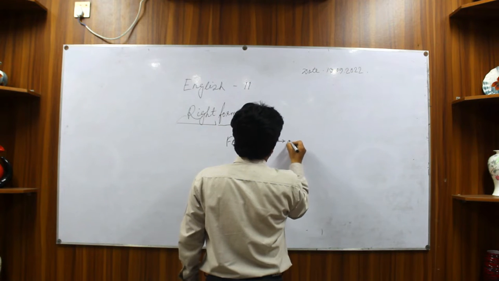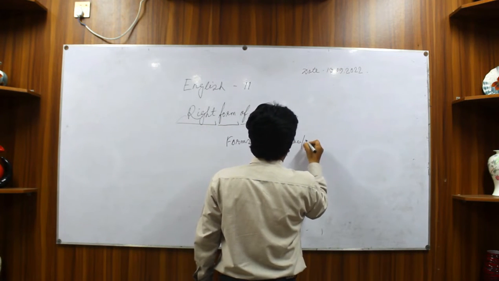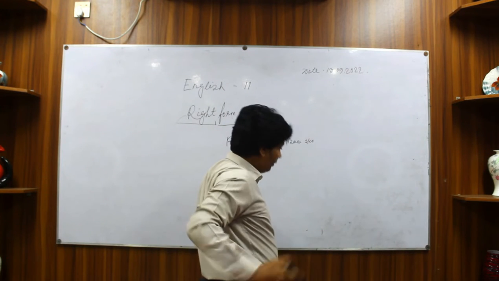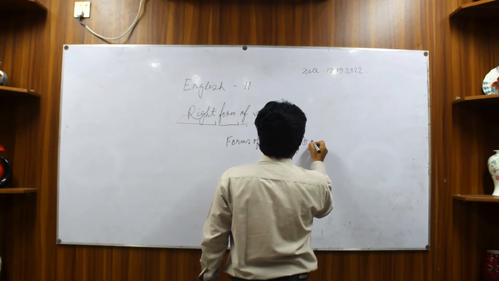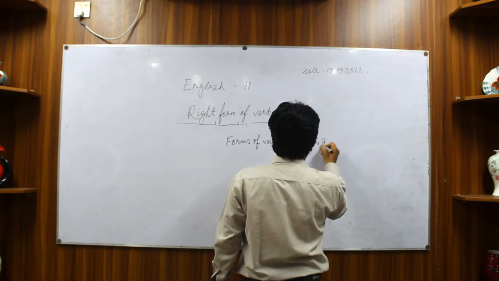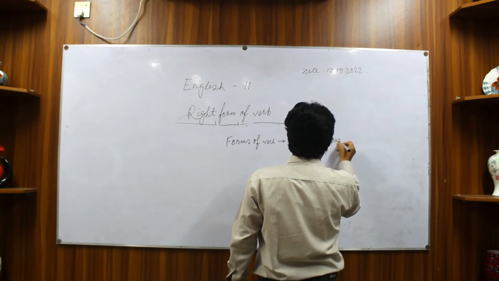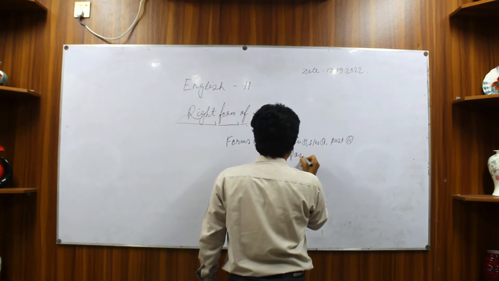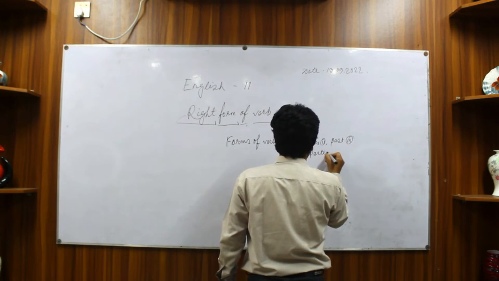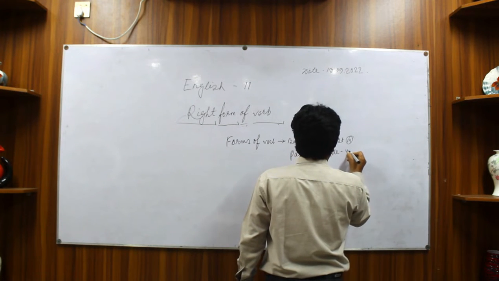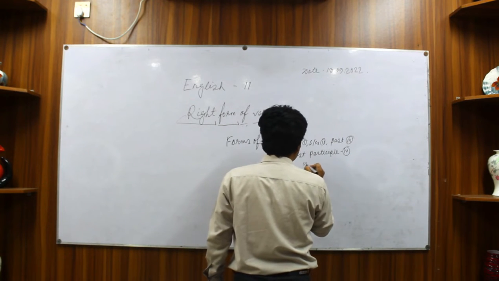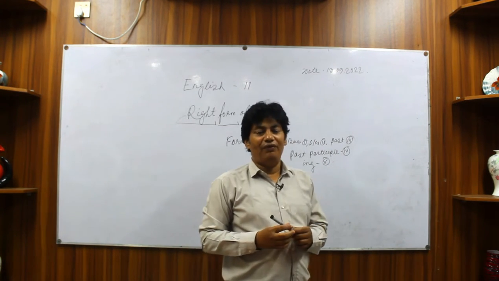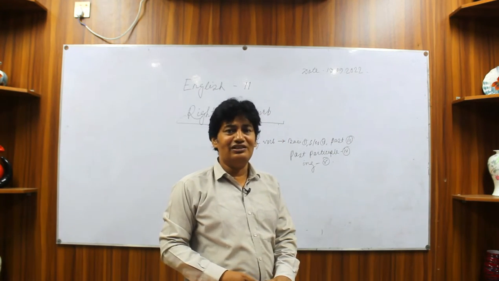Base form, number one. Is form, number two. Past form, number three. Past participle form, number four. And ing form is number five. We use these five forms of verb in various sentences according to the demand of the sentence, demand of tense and subject.